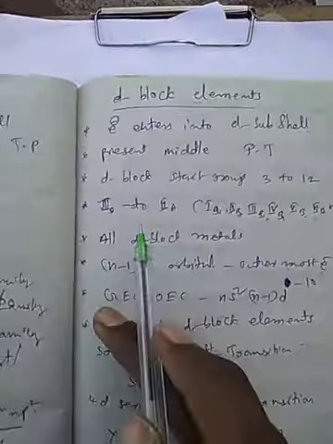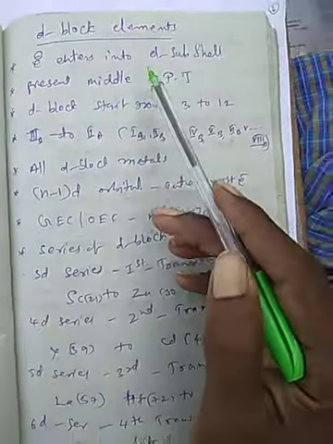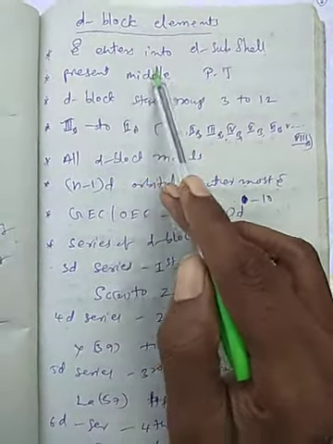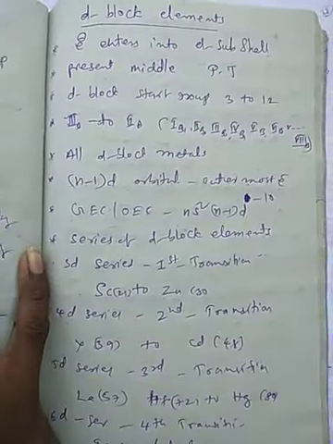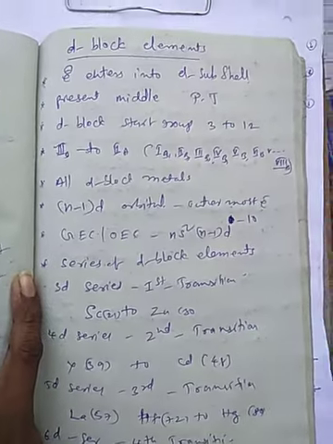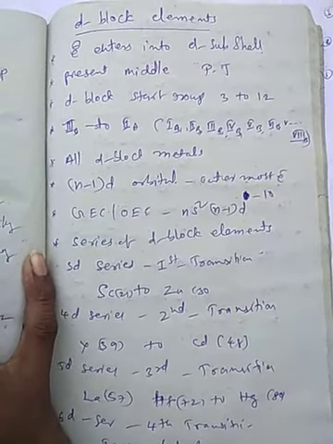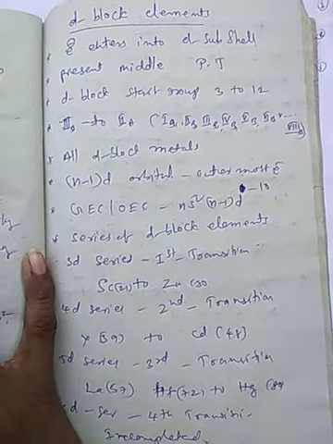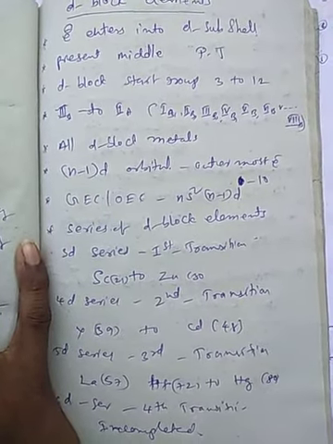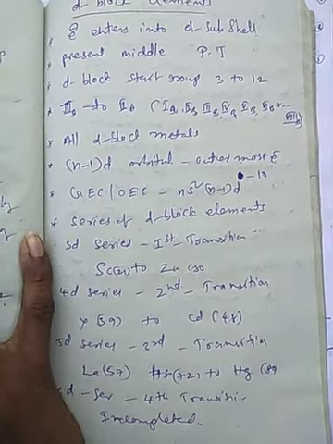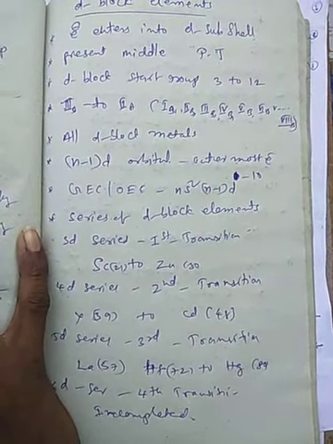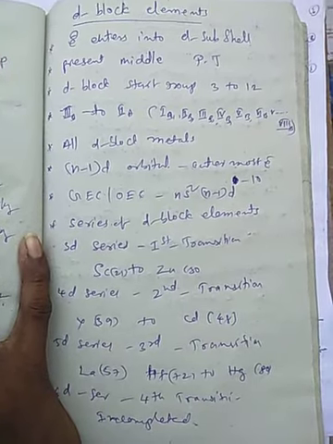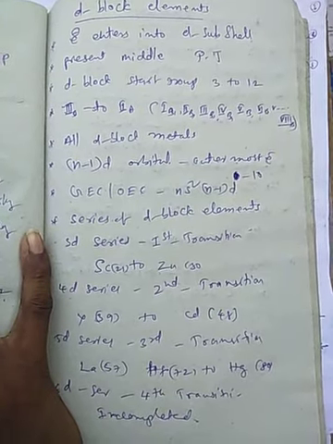Now the next concept is d block elements. The differentiating electron enters the d subshell; these are called d block elements. What does it mean? These d block elements are present in the middle of the periodic table, between the p block and s block. That is the middle of the periodic table.